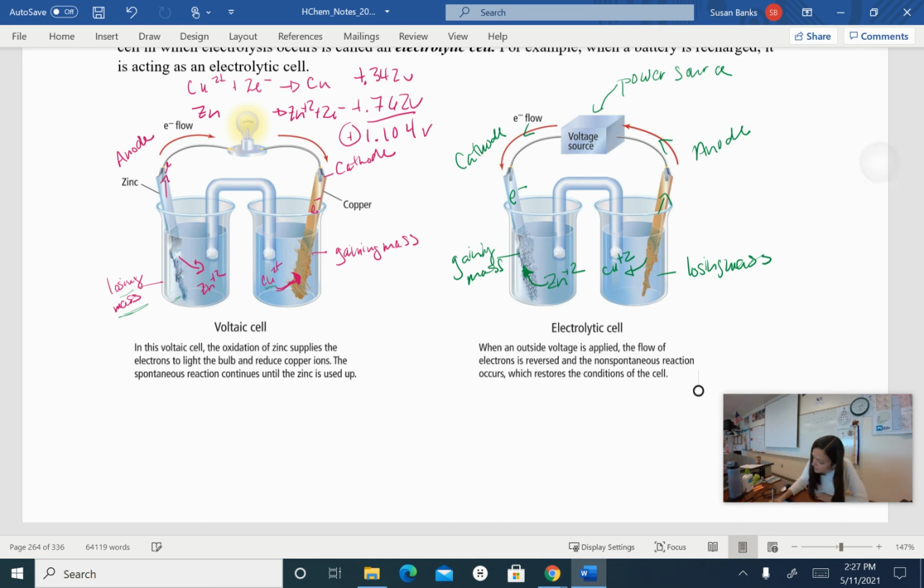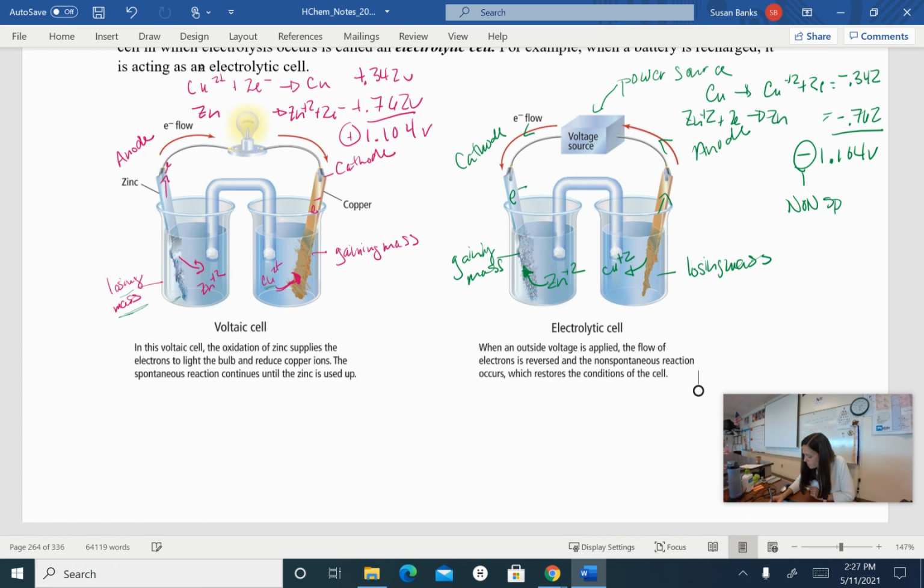Now, when we look at what's going on, we have copper going to copper plus 2 electrons. So that would give me a negative 0.342 volts. And I have zinc plus 2 electrons going to solid zinc, and that would give me a negative 0.762 volts. So together, that would give me a negative 1.104 volts. That negative tells me that this is non-spontaneous.